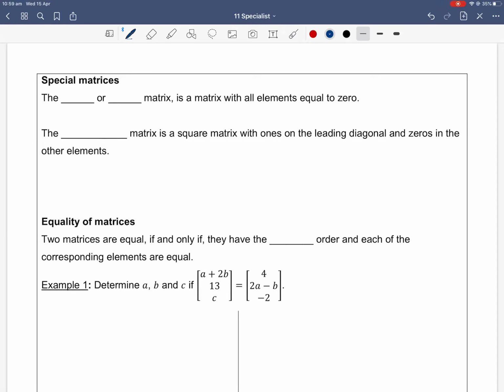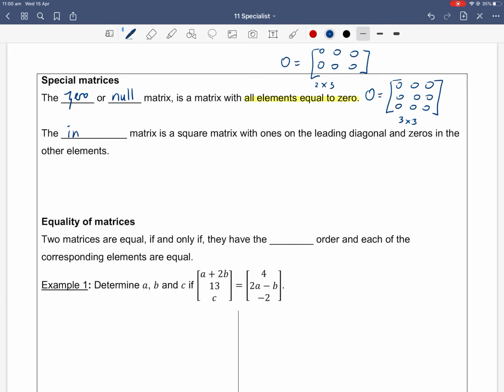Okay, so let's have a look at some special matrices. The 0 or the null matrix is a matrix with all elements equal to 0. So you literally just write the 0 matrix as a matrix with all zeros inside. For example, this is a 3 by 3 0 matrix. Or if you wanted, here is a 2 by 3, so 2 rows by 3 columns, so that would be a 2 by 3 0 matrix.